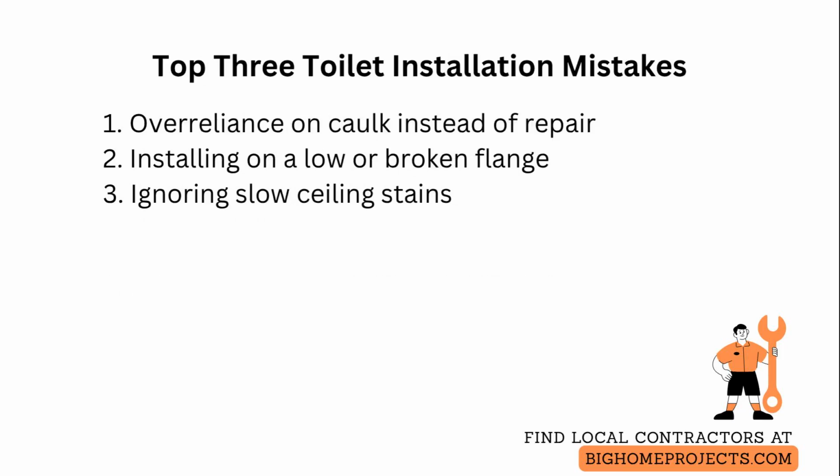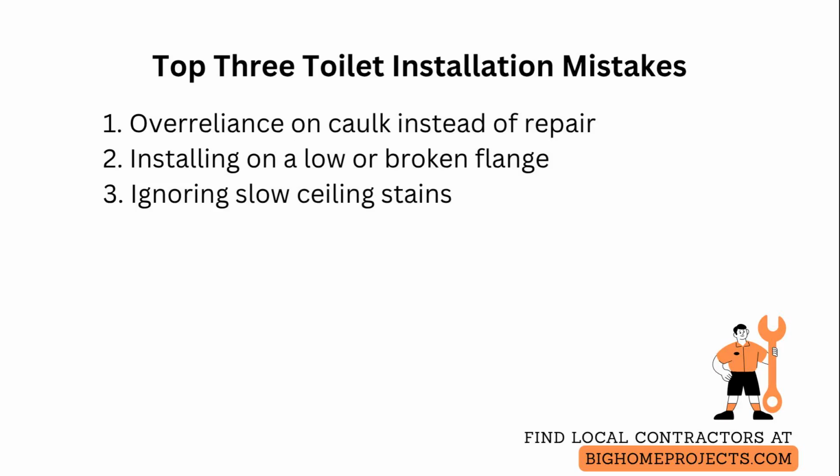Common mistakes include relying on multiple layers of caulk or sealant to stop leaks, which only hides a failed wax or rubber ring and lets rot spread, so replace the seal and inspect the flange and subfloor instead of reapplying silicone. Another issue is reinstalling a toilet onto a flange that sits too low or is broken. That produces permanent misalignment and rocking.